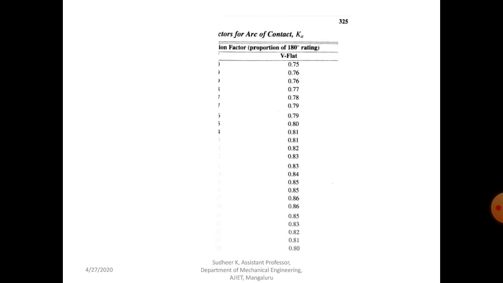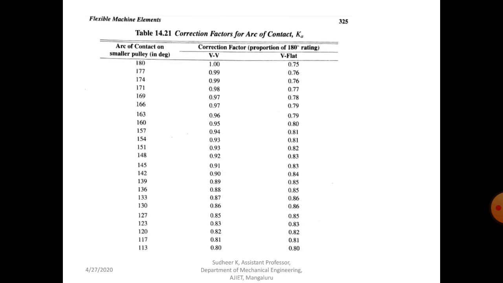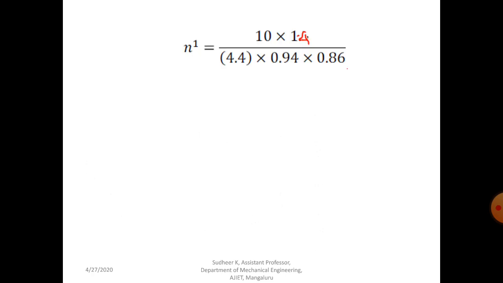That is from table 14.21 on page number 325. The angle is 129 point something, so we'll consider 130. The answer is 0.86. Since we have to consider a VV groove, that's why we consider 0.86 as KA. KA means the correction factor for arc of contact.